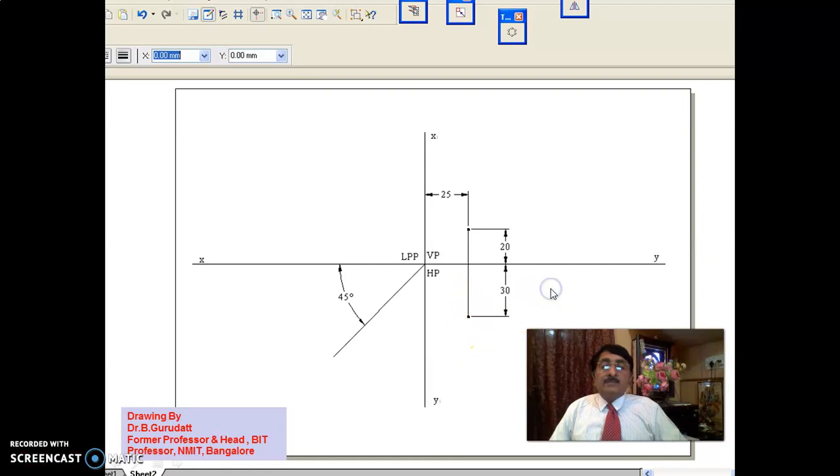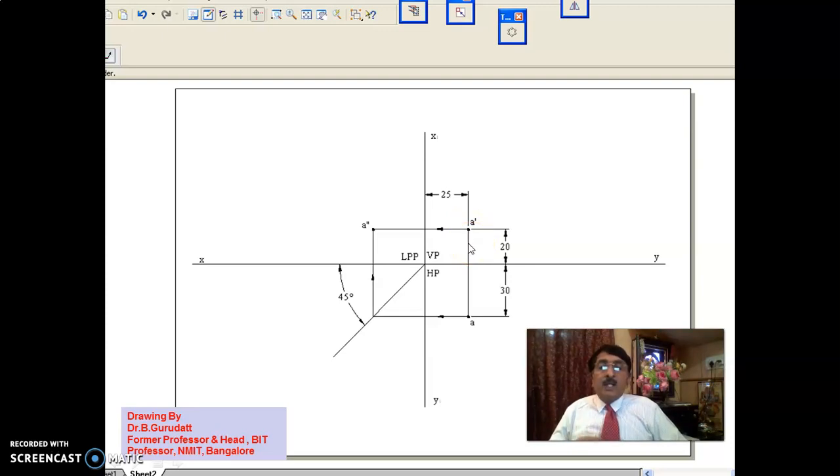Then you see here, A dash, A is the point. A dash is the front view. A is the top view. Then you take the projectors in this way. You get A double dash. That means in this problem, as soon as you look at this, it is clearly the point A is located in the space. How is it located in the space? It is located in the space between VP, HP and LPP.